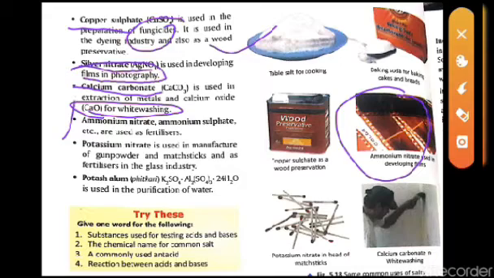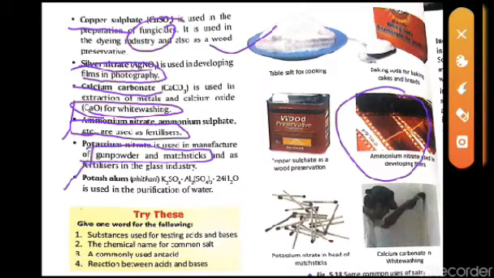The next one we are having is ammonium nitrate or ammonium sulfate. It is used as a fertilizer. As we all know, ammonia given to the field raises its fertility. The next one is potassium nitrate. Potassium nitrate helps in the making of gunpowder and matchstick powder. It is a type of dangerous thing, but it is used in a very low amount.